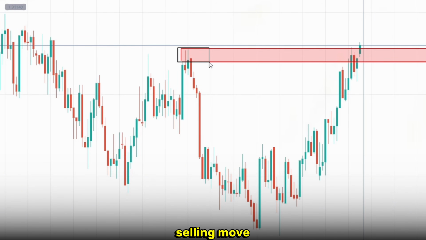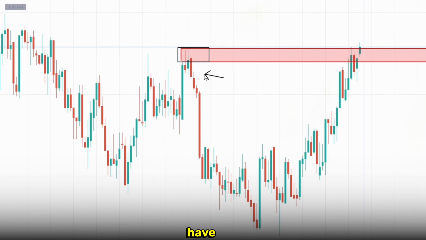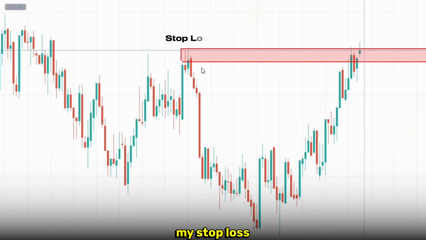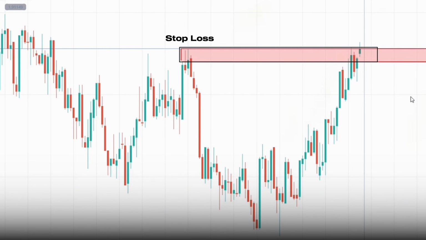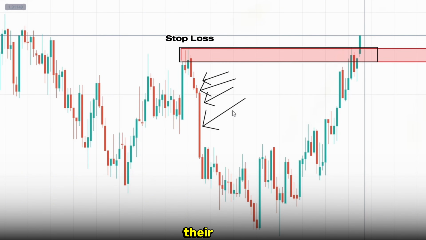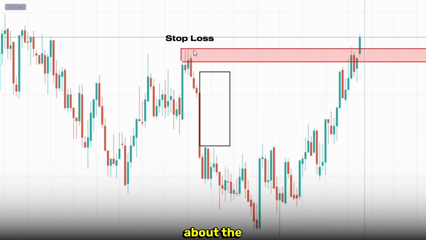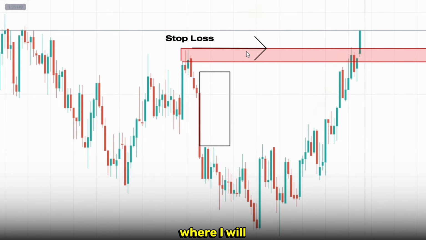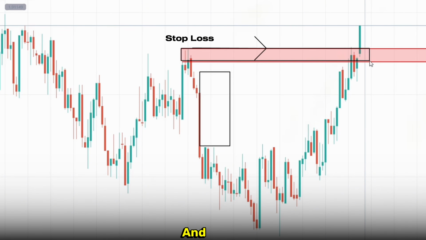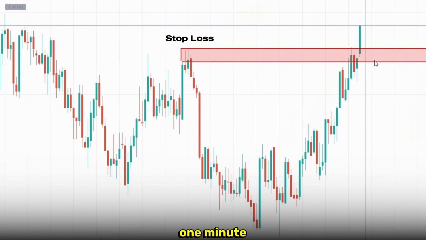Because of this continuous fall, you can see that this selling move started right here. Now if the selling move started right here, and if I was a trader at that time, I should have sold the market at this candle with my stop loss above this candle, most likely on this zone. And after that you can see the continuous fall, so these traders might have their stop loss in this zone. But I'm talking about the initial move. The initial move started here, so this is where I will most likely place my stop loss, and that's why I was expecting a 1-minute reversal.